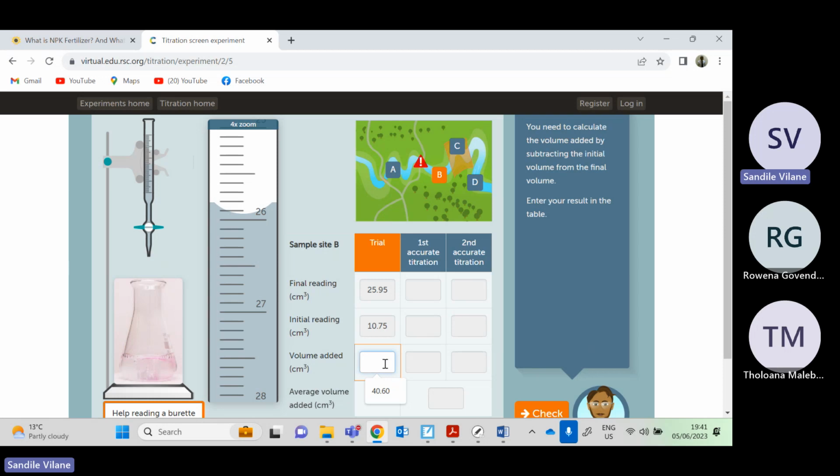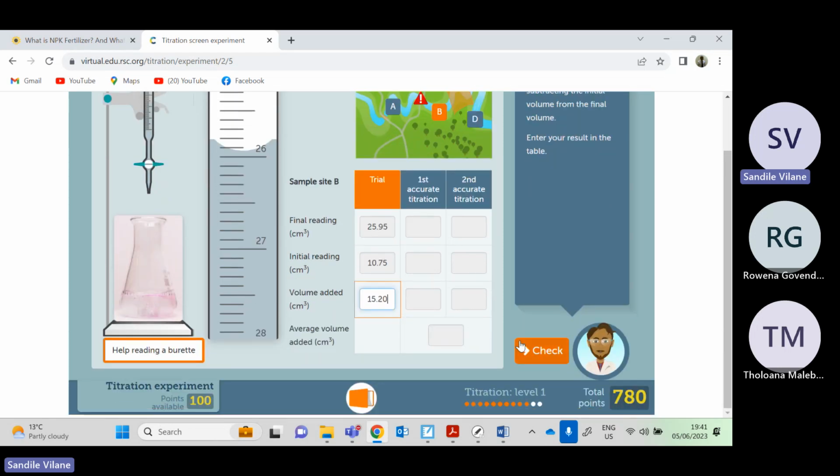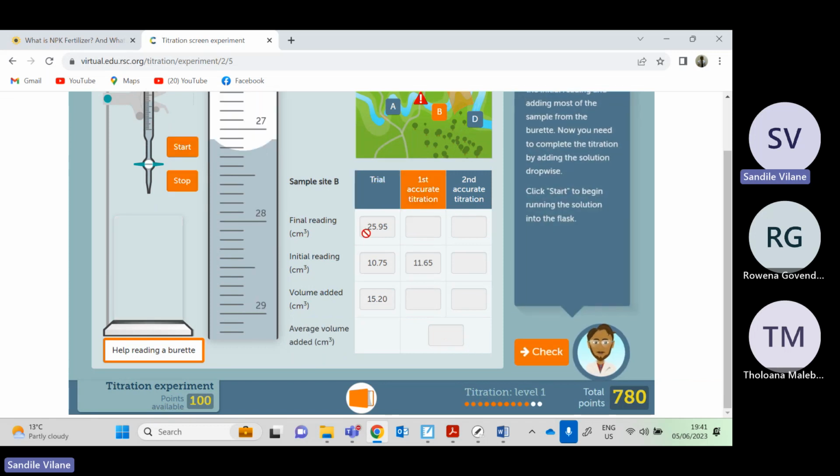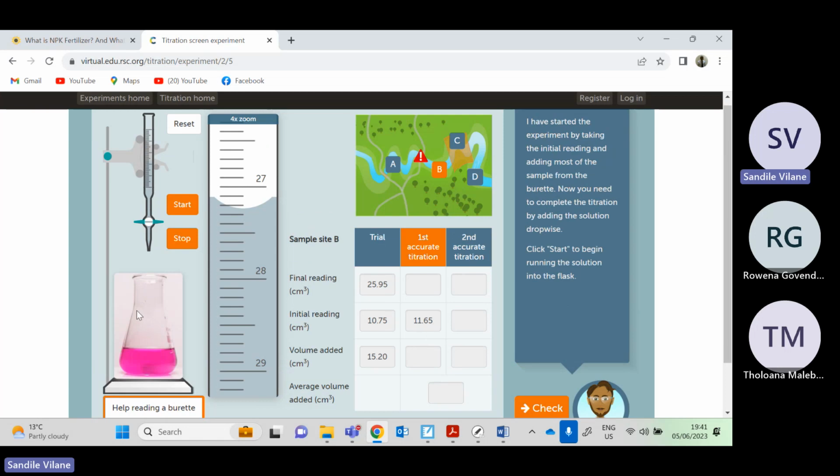Can you guys help me with your calculators? What is the difference between 25.95 and 10.75? 15.2, sir. 15.2. So it must end with a 0. Remember, correct to 2 decimal places. And then let's just check that. That's correct. Next, now we are ready to run this.